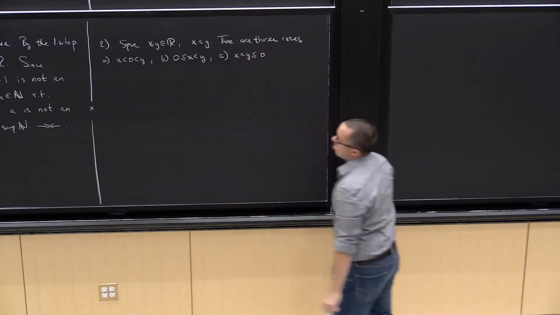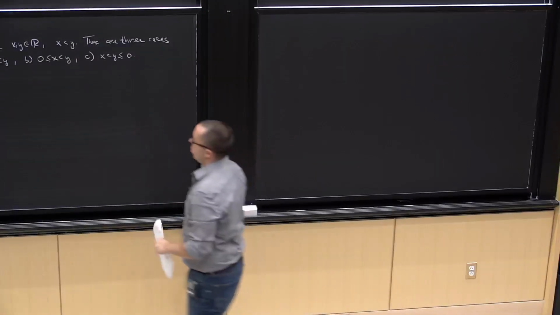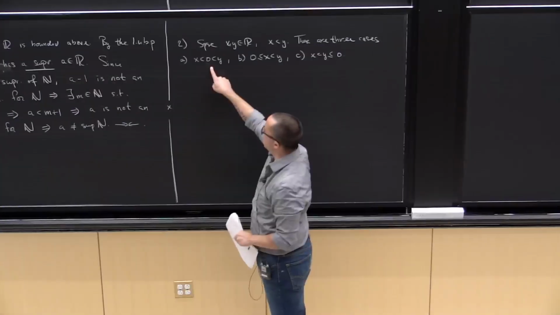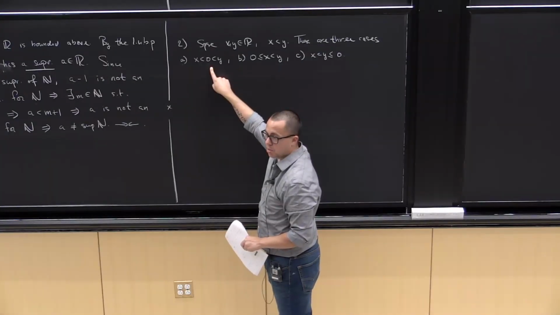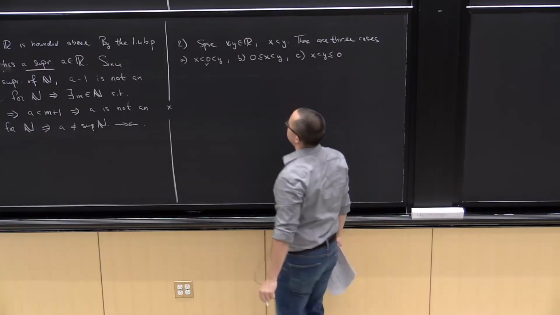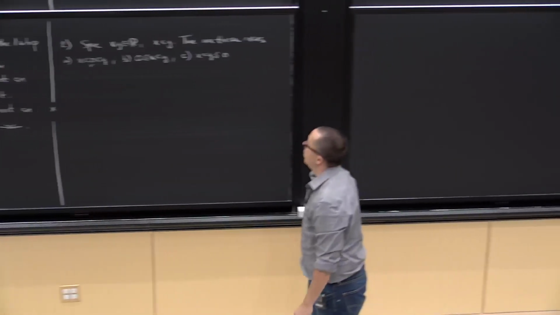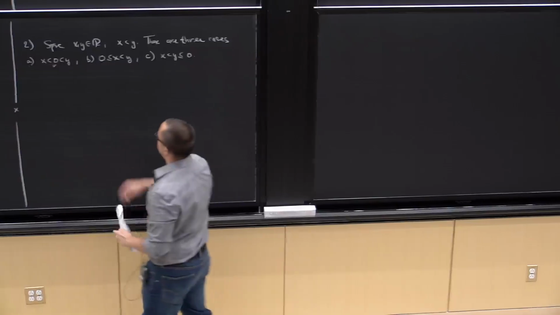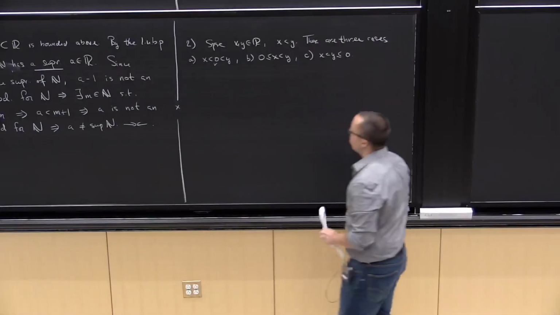We want to find a rational number between x and y. For case A, this is pretty simple. We just take r to be 0. So I'm not going to say anything more about case A. I'm just going to move on to case B.